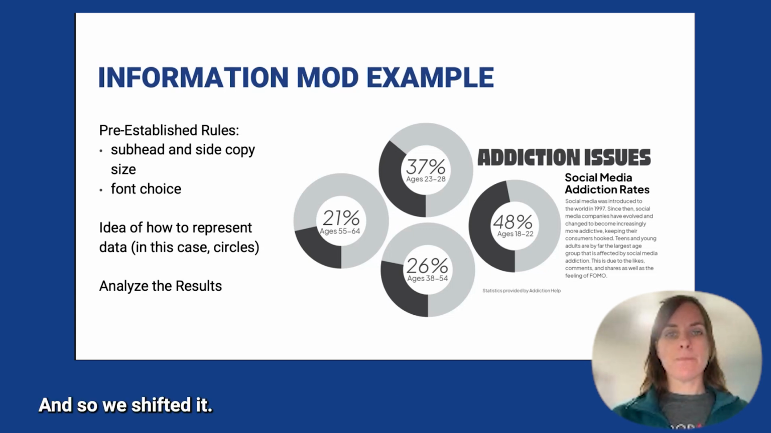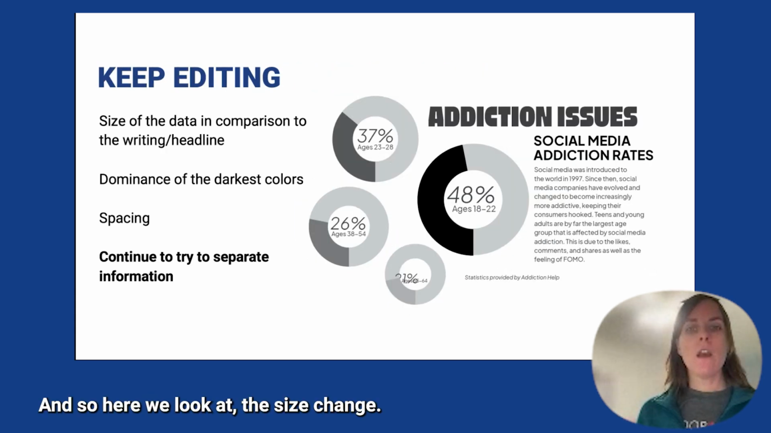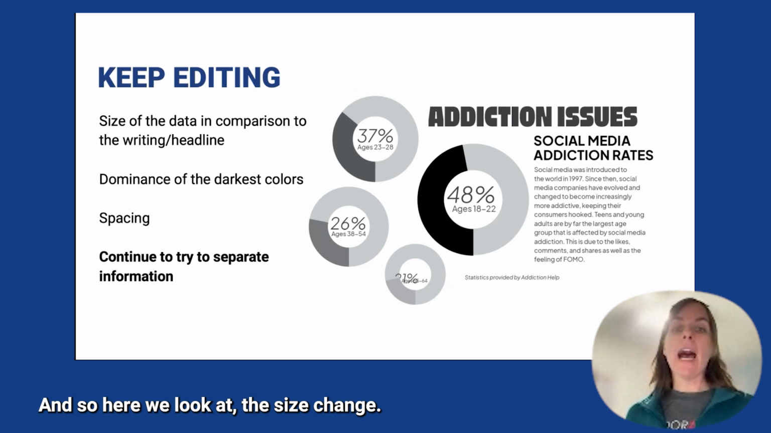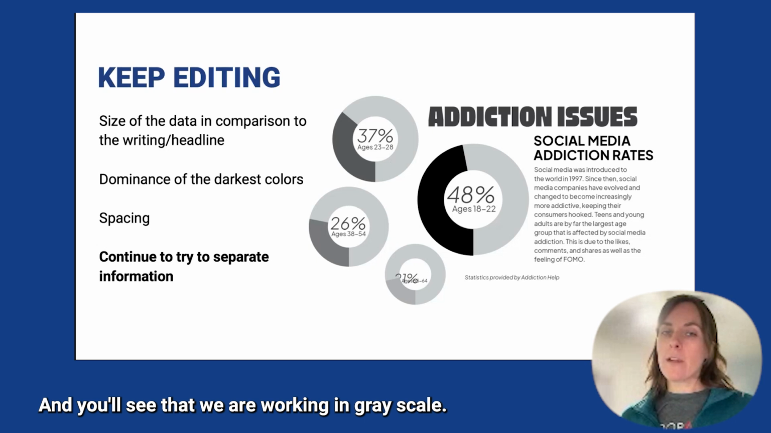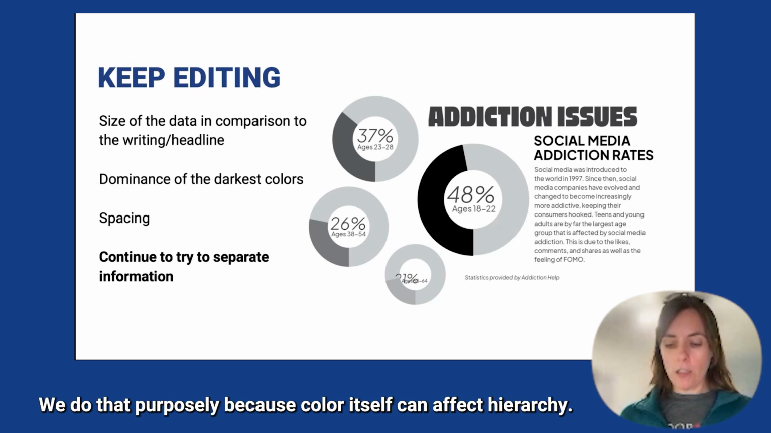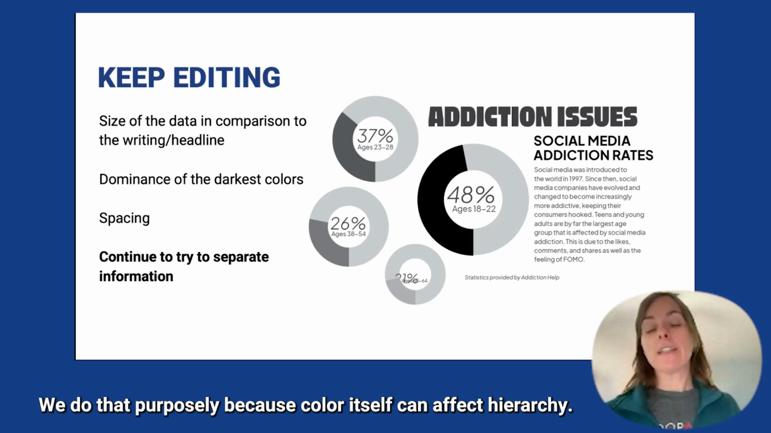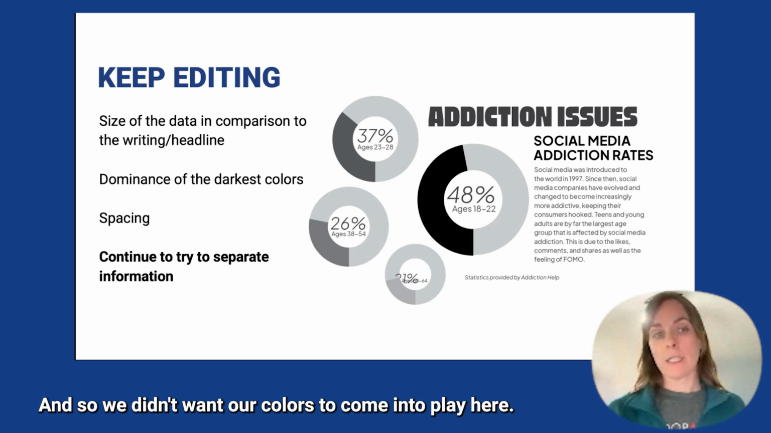And so we shifted it. Here we look at the size change. We shifted the circle size. We also shifted the coloring, and you'll see that we are working in grayscale. We do that purposely because color itself can affect hierarchy, and so we didn't want our colors to come into play here.